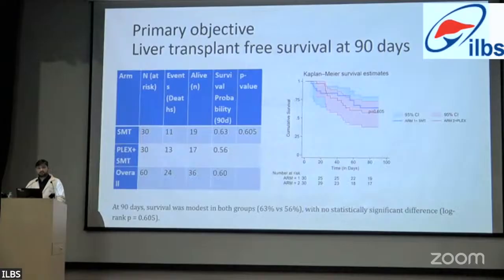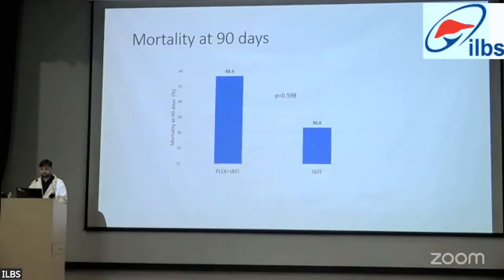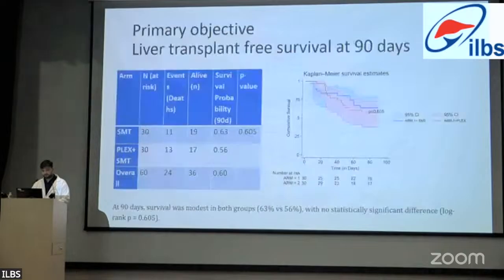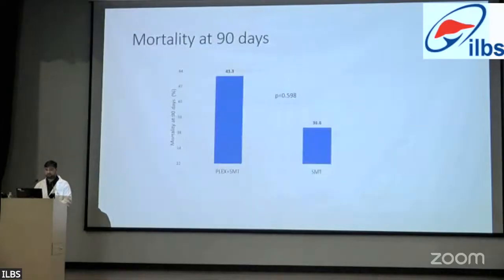So transplant-free survival at 90 days among the plasma. Go back. What is the number of patients? I can't read it. Sir, it is the percentage. In plasma exchange group, 13 died, and in standard medical therapy, 11 died at day 90, sir. The gap is so much, 43 and 36. Sir, it is 30, so 13 and 11. Okay.